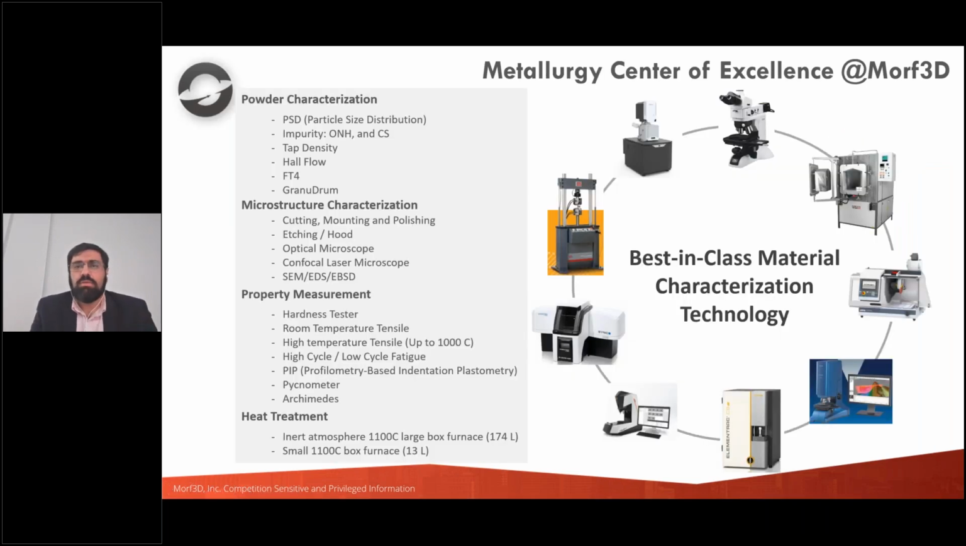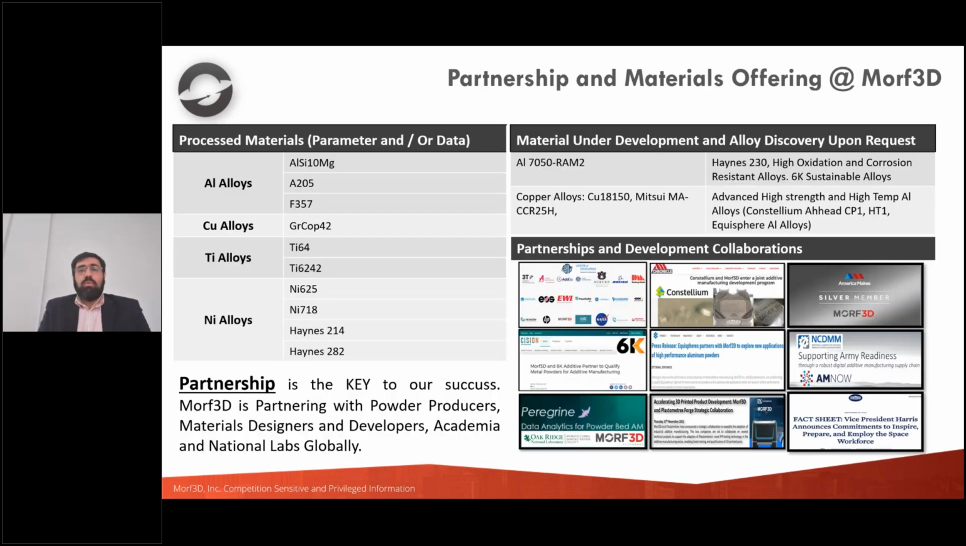And for that, at Morph 3D, we developed a metallurgy center of excellence that goes through all the aspects of material testing and analysis, from powder characterization to microstructure to property measurement and some heat treatment at the R&D level, which completes the full cycle of material testing. And of course, we recognize that we can't do all this alone, so we need to have partners, right? We have done some materials processing. We have successfully printed and processed different types of aluminum alloys, copper alloys, titanium alloys, and nickel alloys. We have some legacy data.